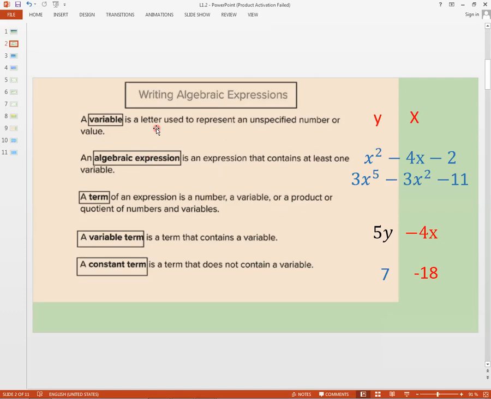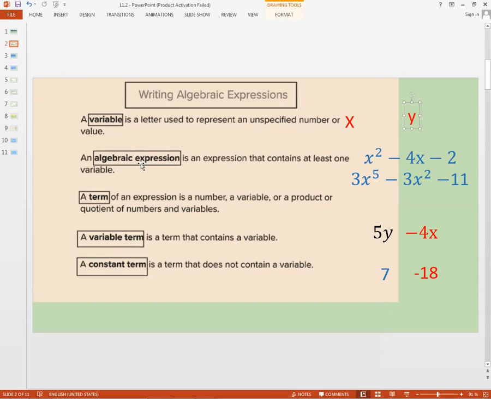Here I am talking about writing algebraic expressions. Notice something you should know: a variable, algebraic expression, term, variable term, constant term. Once again, a variable is just a letter. When you say x, it's a variable. When you say y, it's a variable also.